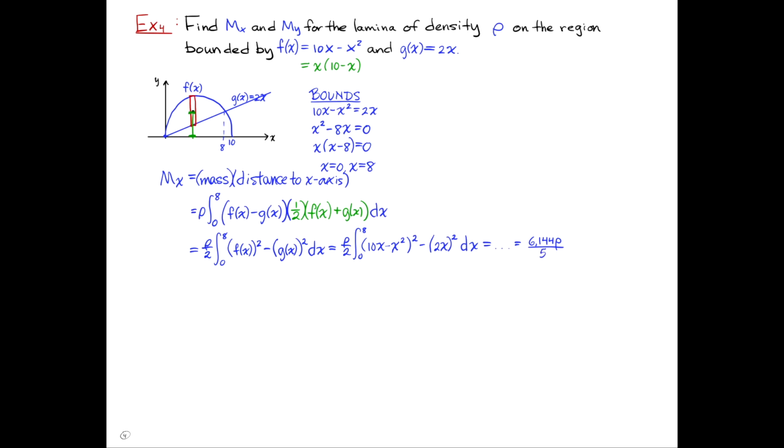And then my My is equal to mass times the distance to the y-axis. And again, mass is going to be your rho times the integral from 0 to 8. Our mass is rho times area, and the area is going to be the f of x minus g of x. And then to find the distance to the y-axis, that's the easier one because that distance is just x.